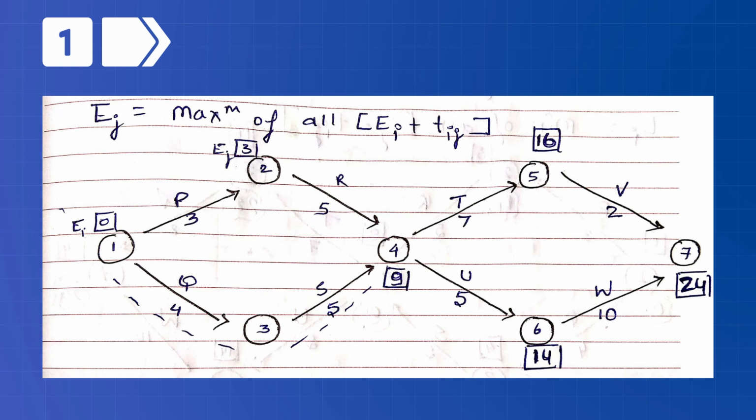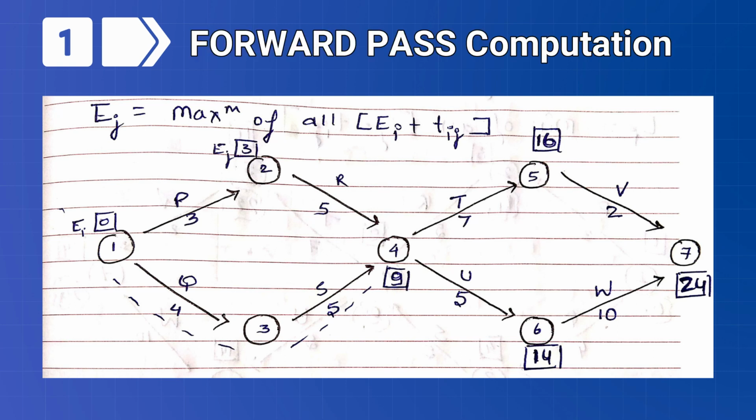Let's take the first step, that is forward pass computation. Here, Ej would be the maximum value of all Ei plus Tij. Now for event 4, there are two routes, via 1-2-4 and via 1-3-4. From event 2, Ei plus Tij is equal to 3 plus 5, that would be 8. And from event 3, 4 plus 5, that would be 9. So this is the maximum value, and hence we will consider this value for forward pass.